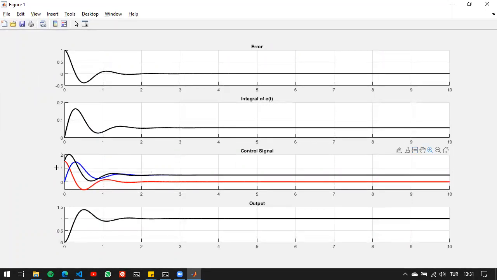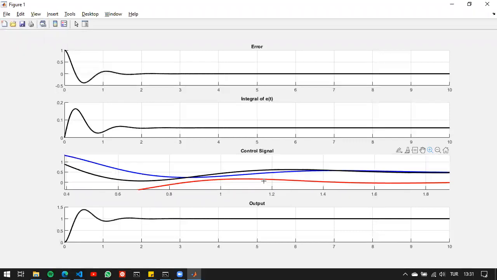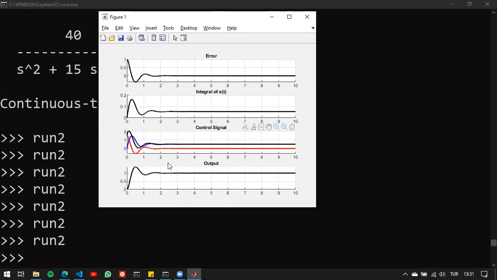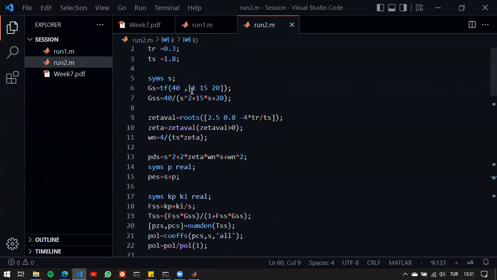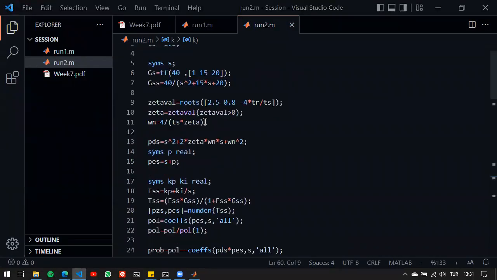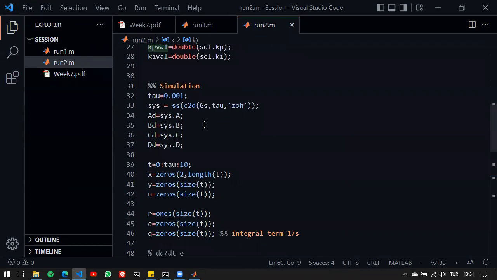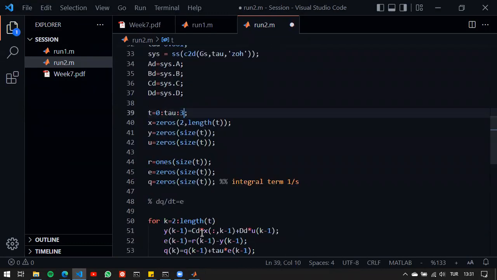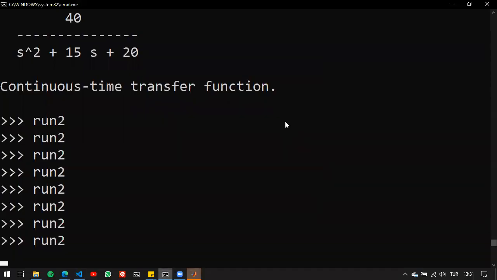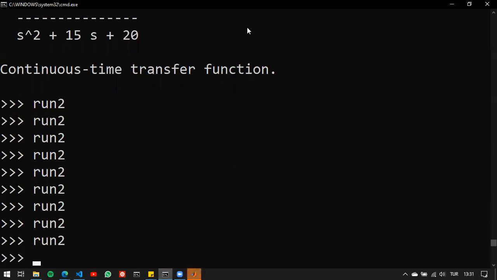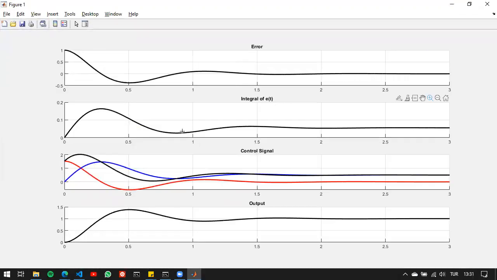And I guess 10 seconds is not a good simulation time because this was the open loop and we have settling time too. Maybe we should change it to 3 here in order to zoom a little bit. So where was it? Here. So let's have that too. And there we go. Now we have a better figure here.